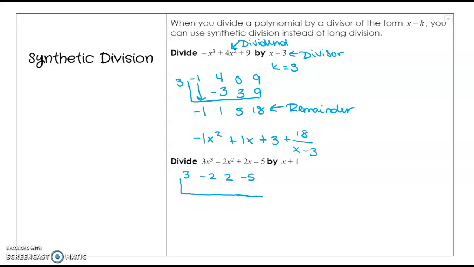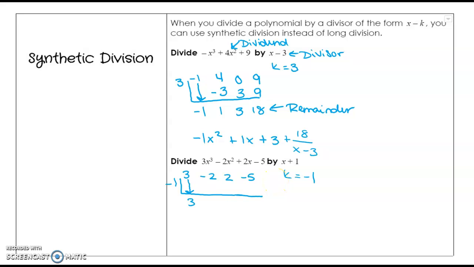Now we need to find our k value to put on the outside. So we have x plus 1 now, and that's not quite in the form x minus k. To get it in that form, we would have to have our k value be -1. So we're going to put a -1 on the outside and start by bringing down this 3. Okay, now go ahead and pause the video and see if you can determine the rest.